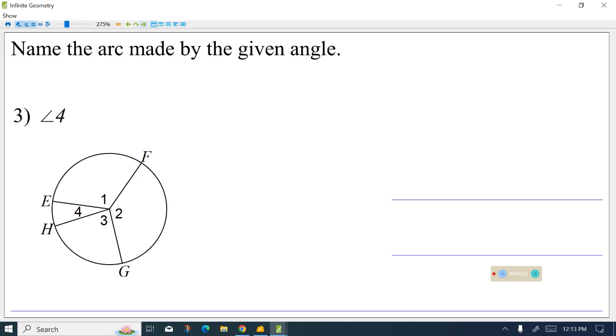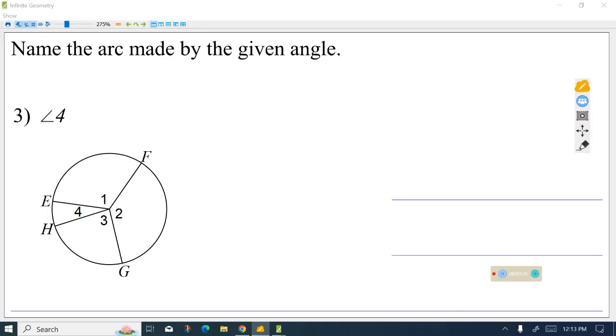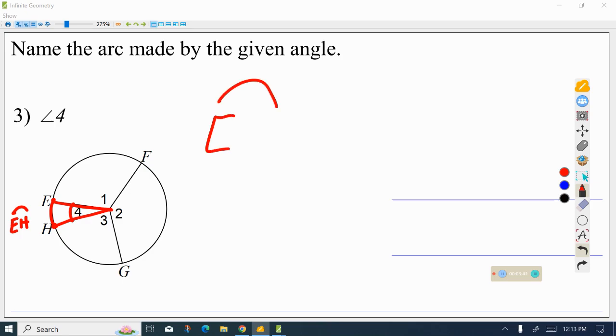So for number 3, again, you might want to pause the video or at least be thinking about the answer ahead of time. What do you think the answer is going to be here? Well, in this case, we can see that angle 4 right there hits the circle at E and at H, and so that makes the arc EH. So the answer for this would be arc EH. I guess you could also say HE, but like I said, I'm writing EH.